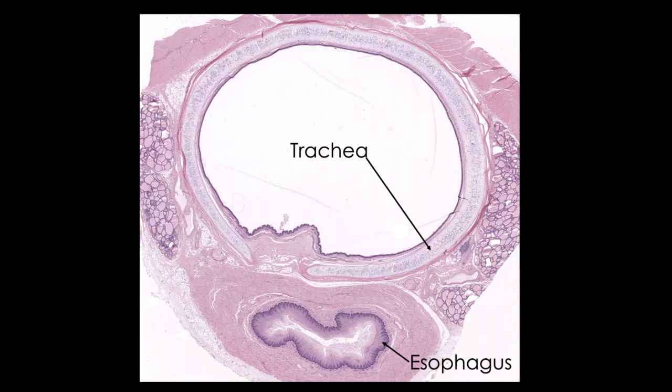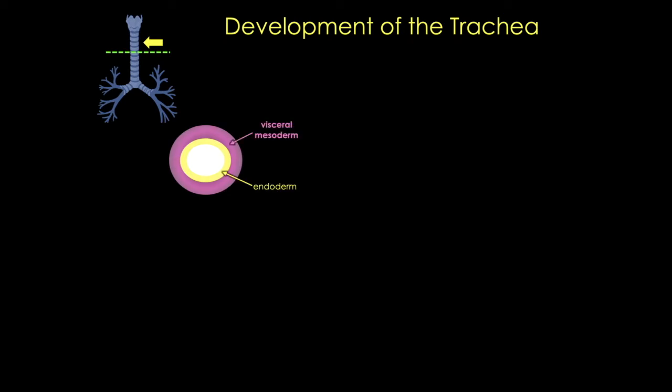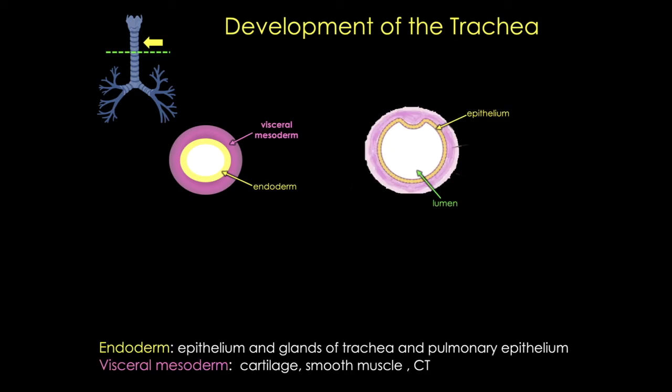Now let's take a quick look at the tissues that make up the trachea. First, let's take a cross section and look at the trachea as a tube. And this very simple cartoon shows the inner endoderm in yellow, surrounded by the visceral mesoderm in pink. Now, the endoderm is going to give rise to the epithelium and glands of the tracheal and pulmonary epithelium, and the visceral mesoderm is going to give rise to the cartilage, smooth muscle, and connective tissue of the tracheal wall and the bronchial walls as well.